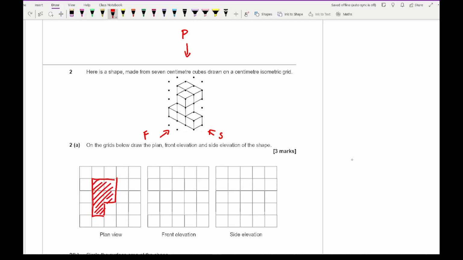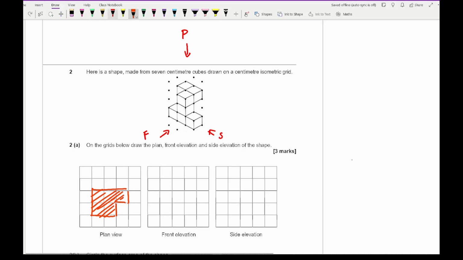or you could have something that looks like, oh, maybe not like that, and let me just rub that shape out, or you might have something that looks like this. And either of those would be absolutely fine. It all depends on where you're standing and what your viewpoint is actually going to be.